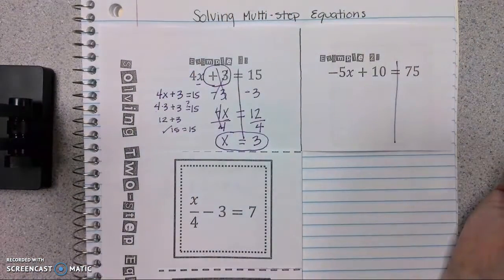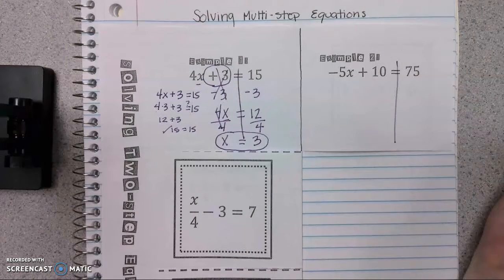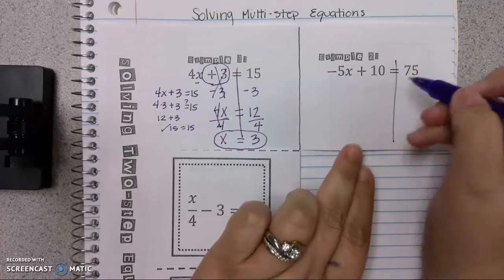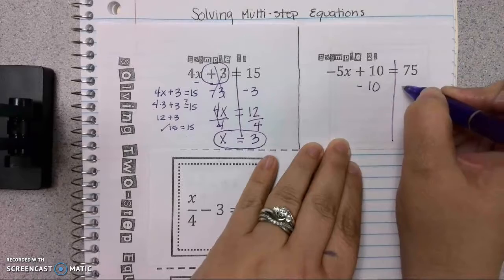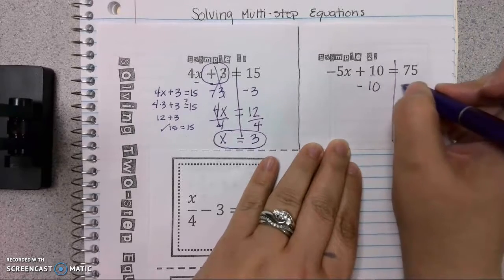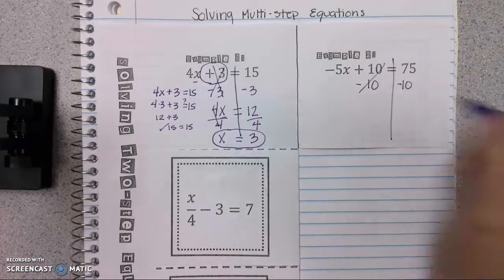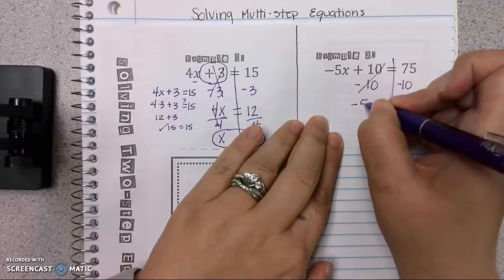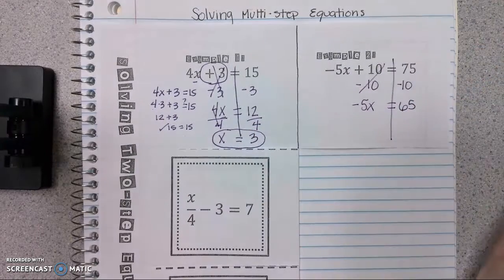Next one. Same thing. Split my equal sign. I need to get my x completely by itself, so the first thing I'm going to do is move this 10, since it's next to my x. If I do it on one side, I have to do it on the other. Cancels out. I have negative 5x. Negative 5x is equal to 65.